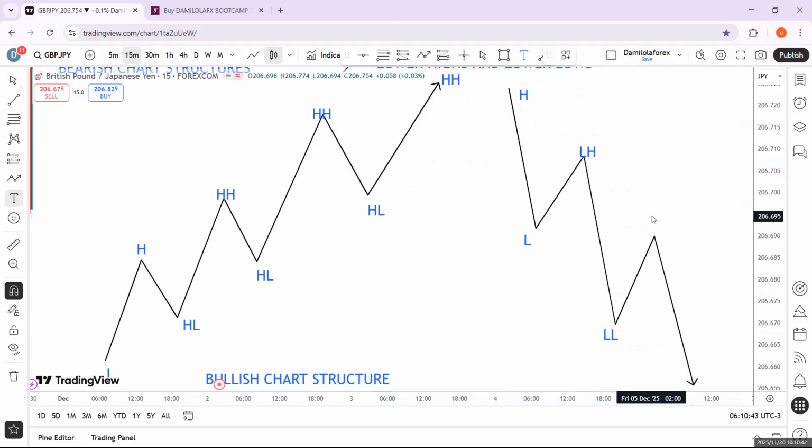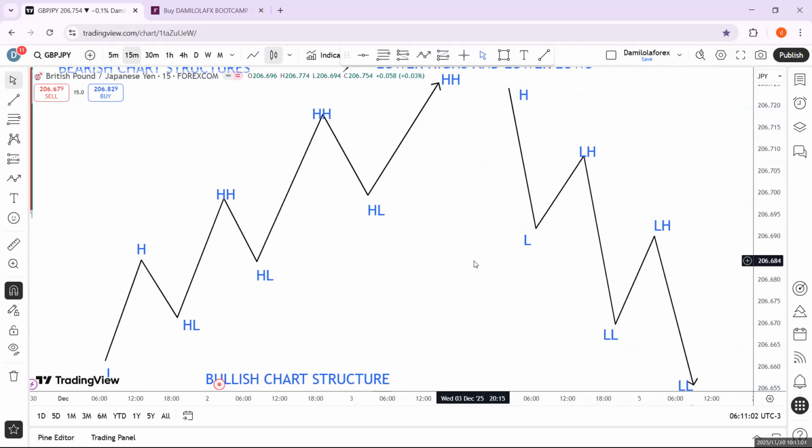Why? Because it is lower than the previous high, as we can see. Then this right here can now be regarded as a lower low point. Why? Because it is lower than the previous low. Let's put it lower low. So these are the clear coordinations of the chart structures.